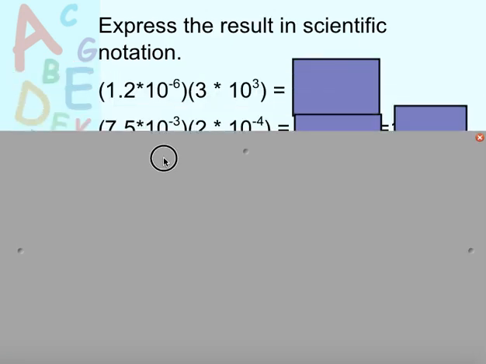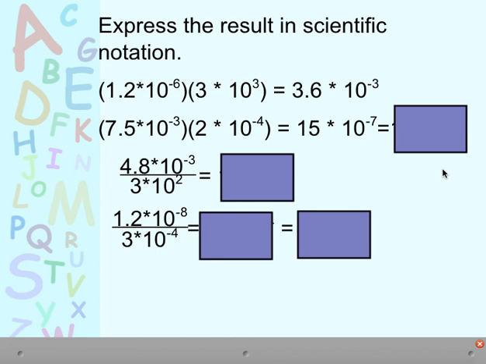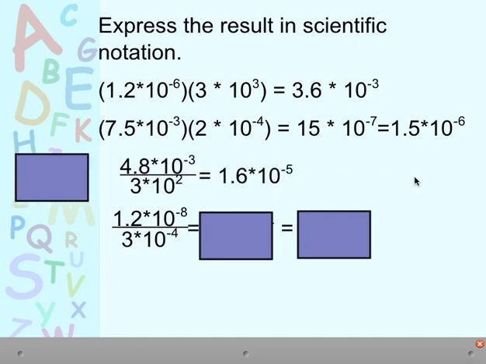Let's try a couple more, or I'll leave these up here, and then you can pause the video and try them out on your own. And then you will see that we get 3.6 times 10 to the negative third. We get 15 times 10 to the negative seventh, but that's not in scientific notation. So we divide by 10, and we have 1.5 times 10 to the negative sixth. We divide and we get 1.6 times 10 to the negative 5th.